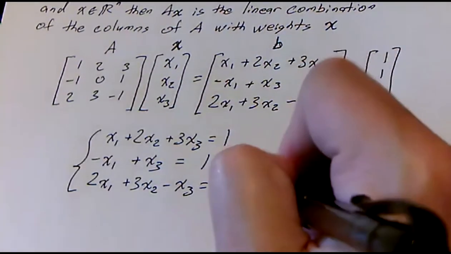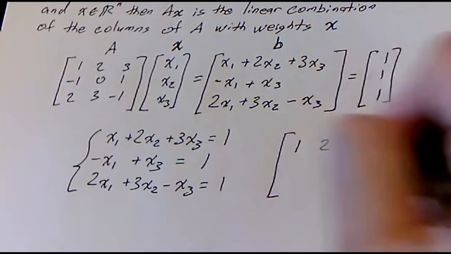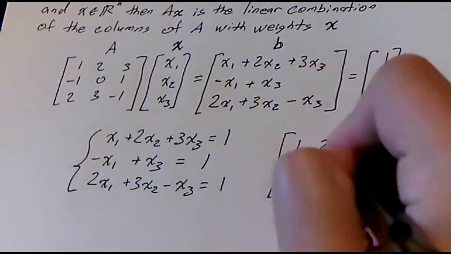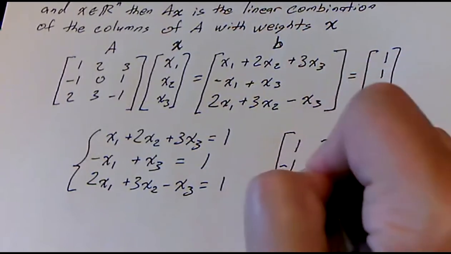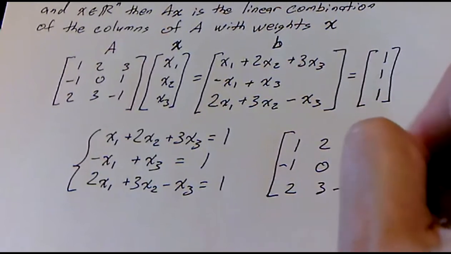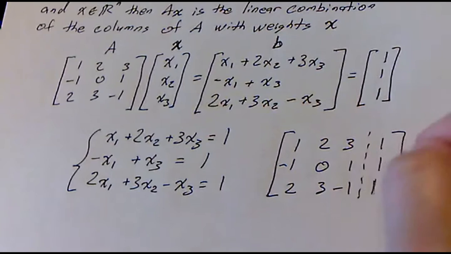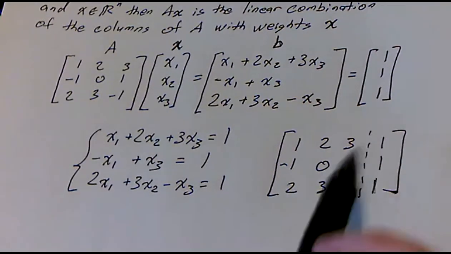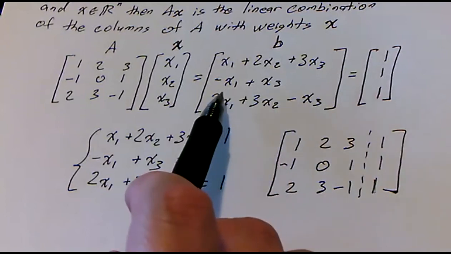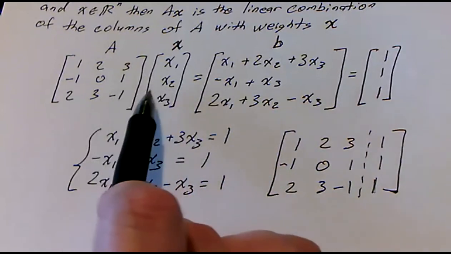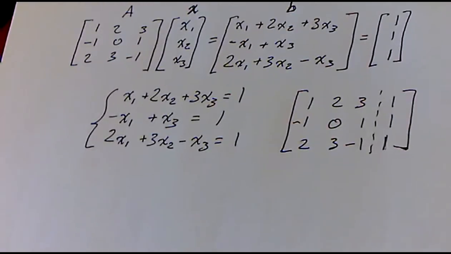So there would also be a corresponding augmented matrix. This would be 1, 2, 3, 1; negative 1, 0, 1, 1; 2, 3, negative 1, 1. And so that's going to be an augmented matrix. The augmented matrix here corresponds to the matrix equation, and you could even make a vector equation that would correspond to this as well.